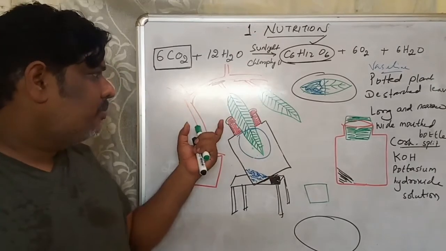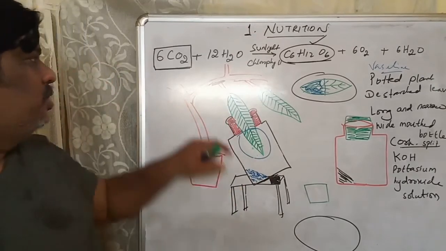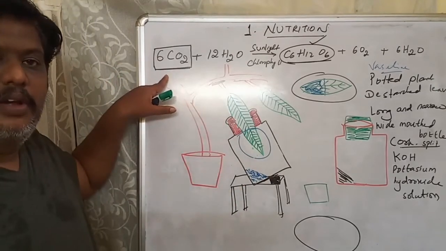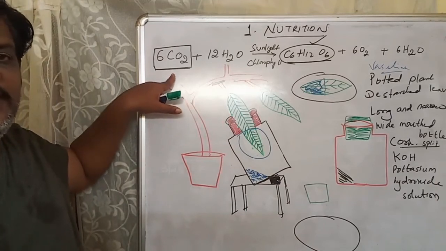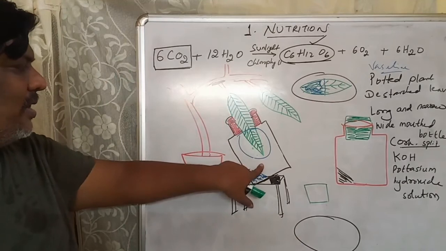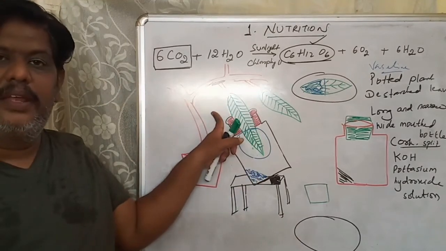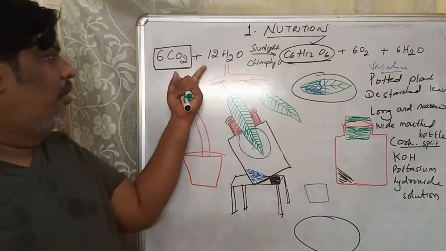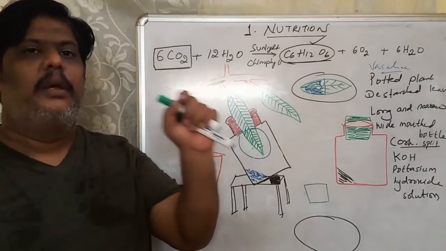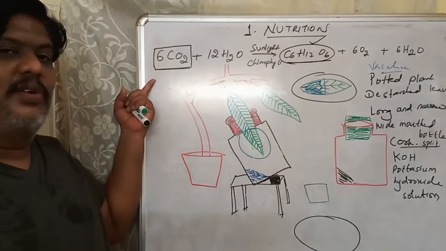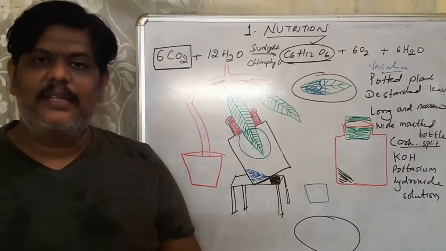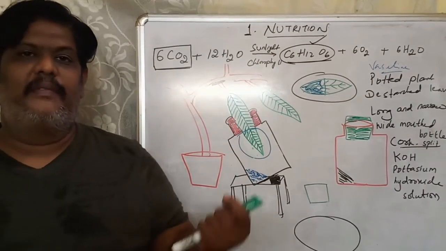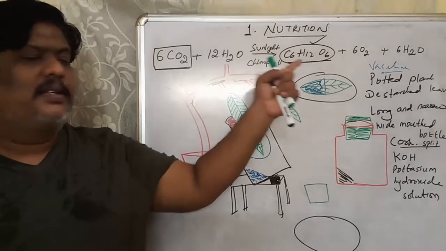Now what we are able to prove here: plants require carbon dioxide at any cost. It is essential for the photosynthesis process. If there is no carbon dioxide, plants cannot prepare the food material, though it is getting water, sunlight, chlorophyll, everything. Still, if carbon dioxide is not there, plants will not be able to prepare the food material. So this is the experiment which we have learned in the photosynthesis equation.